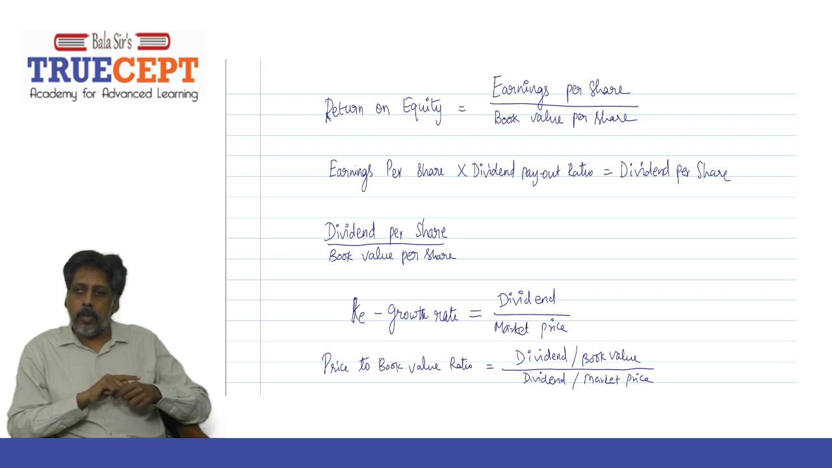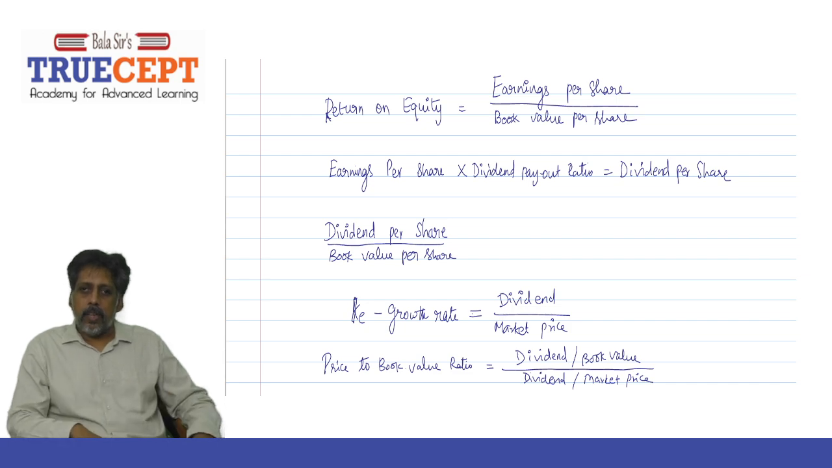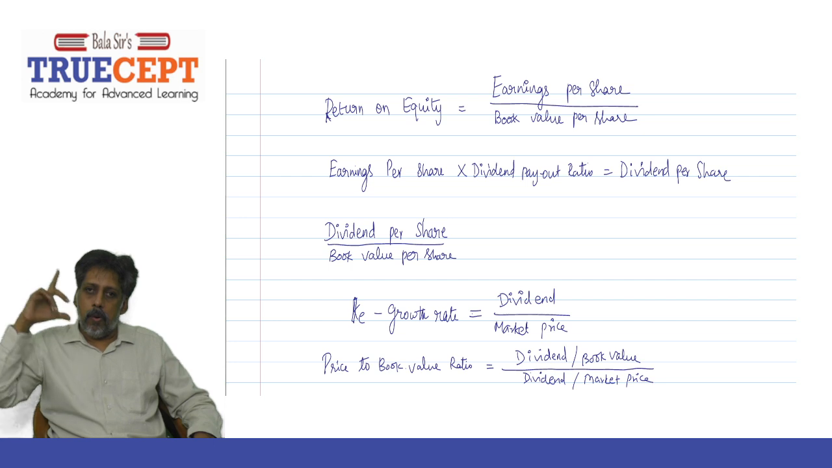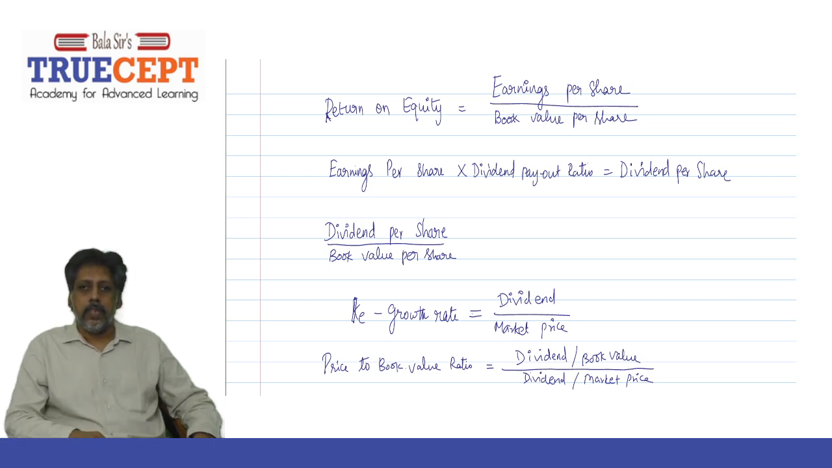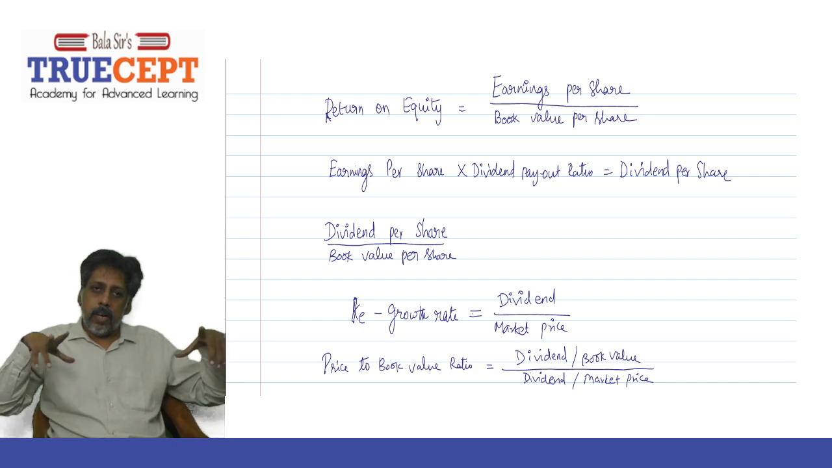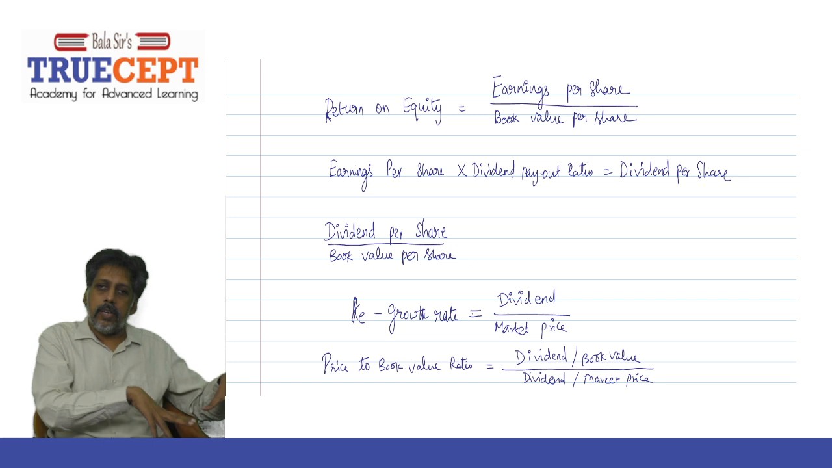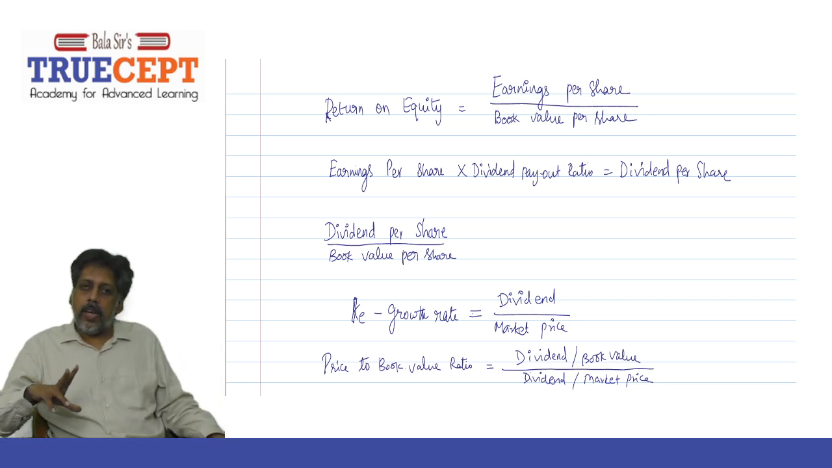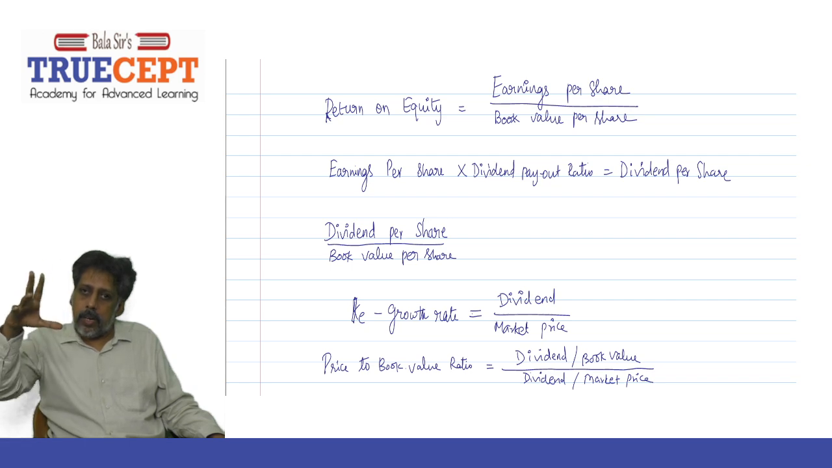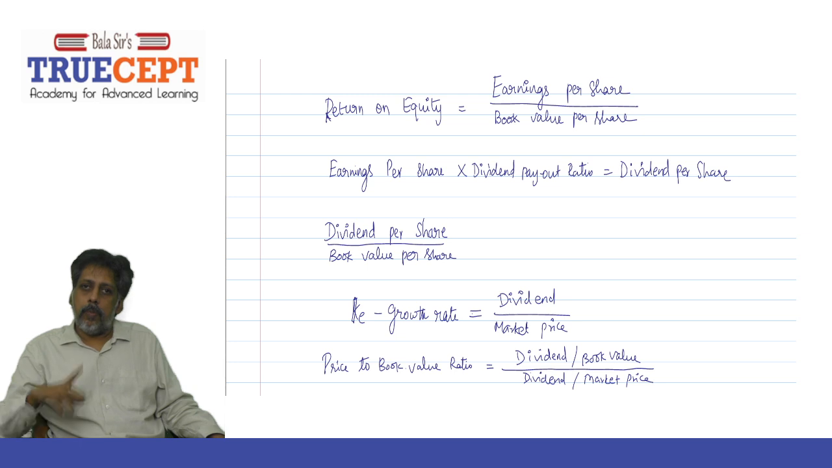Because I know ROE, what is the formula? Earnings by book value, right? Yes. Therefore, I get dividend by book value. That is the numerator. Remember, when I do return on equity into dividend payout ratio, I will get dividend per share by book value per share.